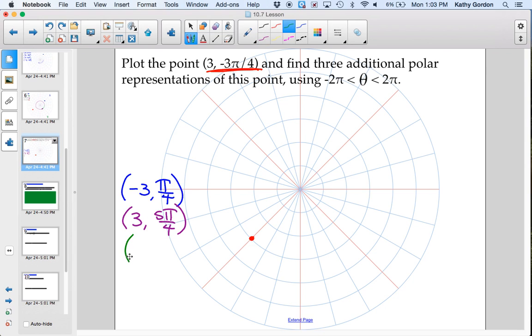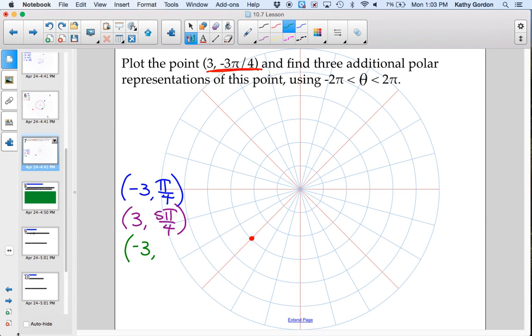Negative 3, 7 pi over 4. Is it? Negative 3, 7 pi over 4. Wait. No, it's gonna go to the other quadrant, quadrant 2. I don't think there's another. Yeah, there's no more. I think we're done. No, there's gotta be more.